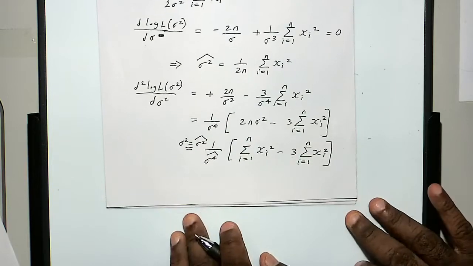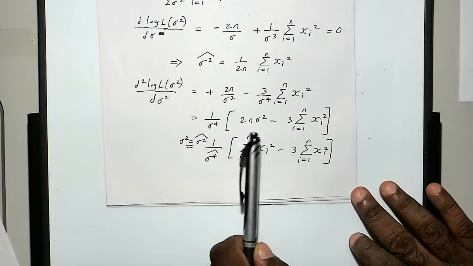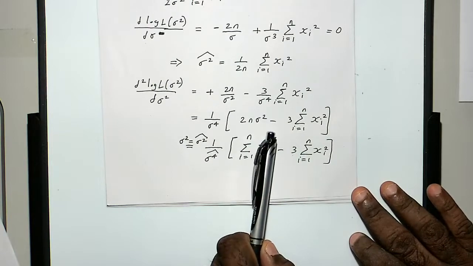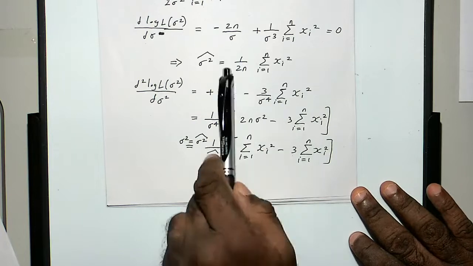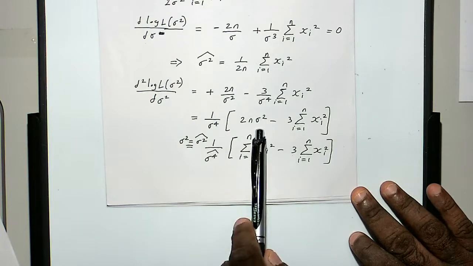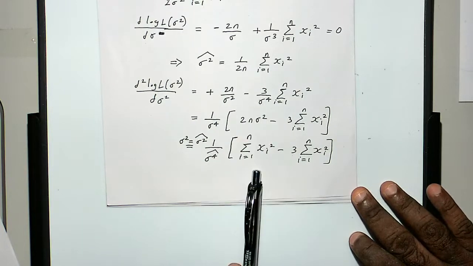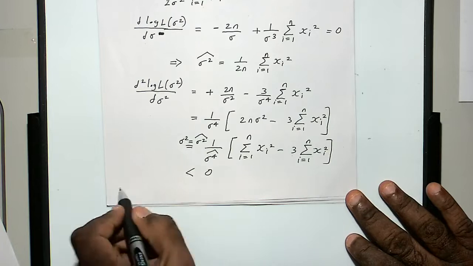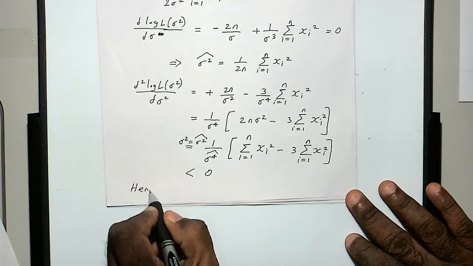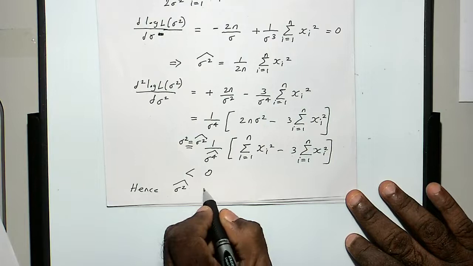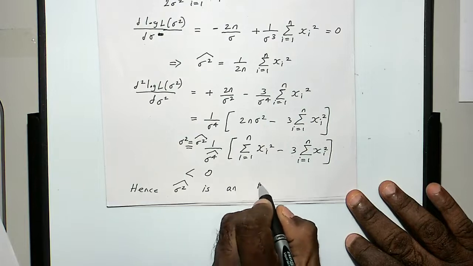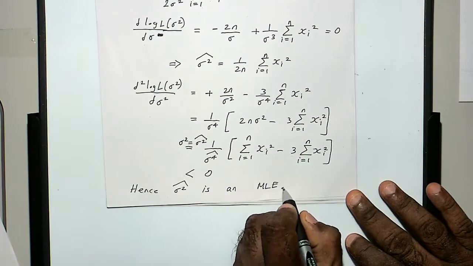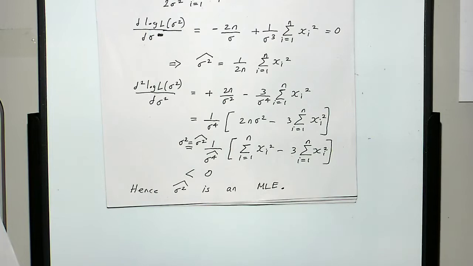You follow me? You see what I've done? I have replaced sigma squared by sigma squared hat, which is this guy here. If you replace this one by this one, you get this. You follow me? And this is clearly negative. So hence, sigma squared hat is the MLE. Any questions so far?